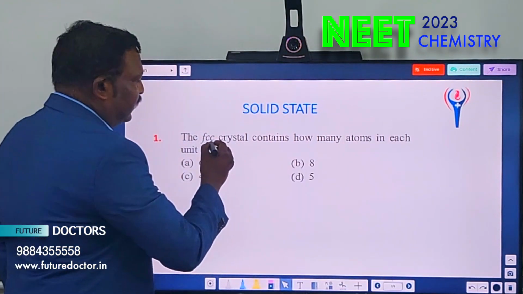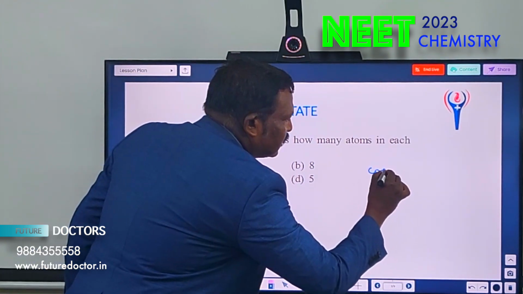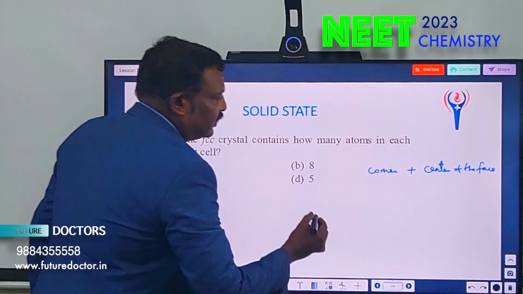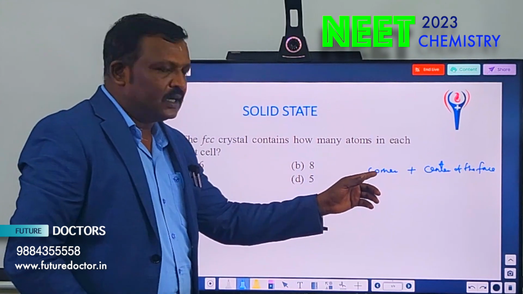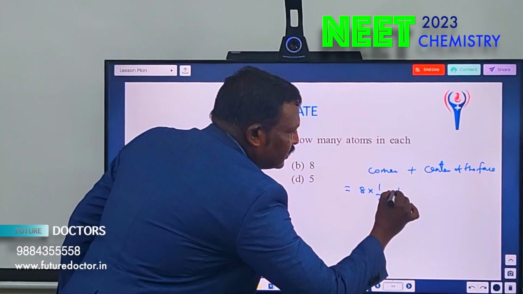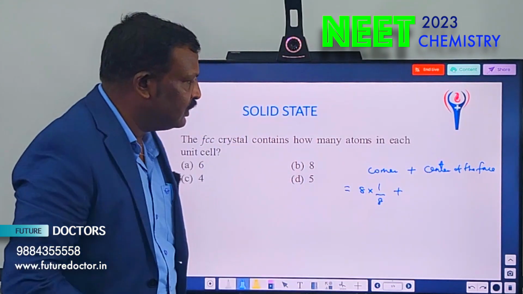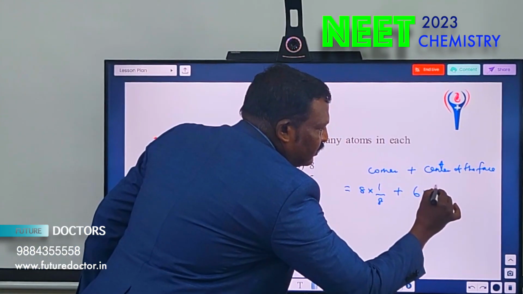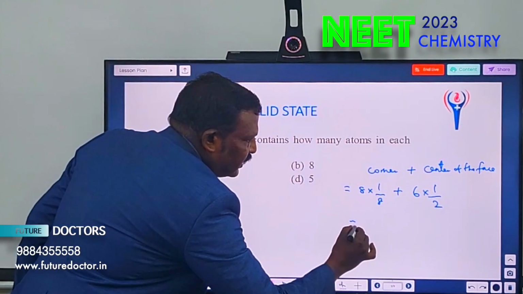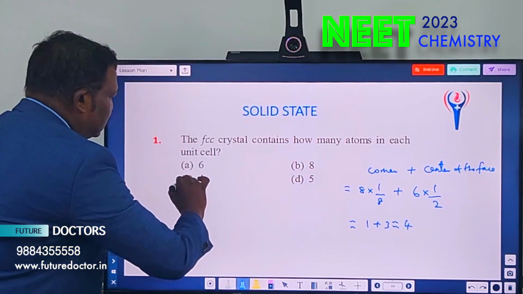Understood? So in face centered cubic, atoms are present in the corners as well as the center of the face. Each corner atom is shared by 8 unit cells, and there are 8 corners. So the calculation is 8 into 1 by 8, plus face centers: each face centered atom is shared by 2 unit cells, and there are 6 faces. So 6 into 1 by 2. If you simplify, 1 plus 3, we get 4. Simple one. So 4 is the answer.